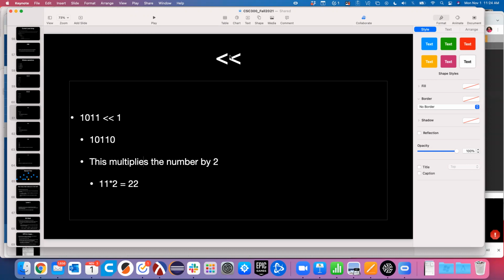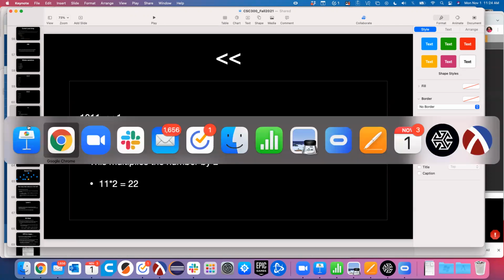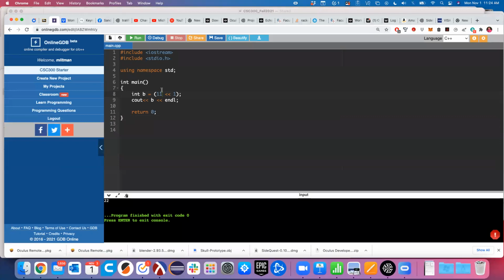And ultimately, the left shift does what? It multiplies the base value by 2. Similarly, if I do a right shift, this is integer division. 11 divided by 2 is 5, remainder 1. So this gives me the quotient of 11 divided by 2 in integer division.